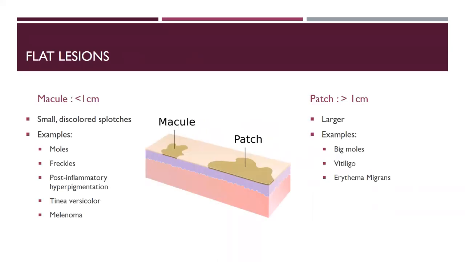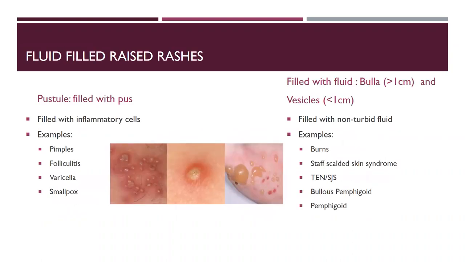So flat lesions, macules, less than a centimeter. Some examples are moles, freckles, post-inflammatory hyperpigmentation. So when you pick your zit and then you get the pigmentation afterwards, that's what it is. Tinea will also look like this, and melanomas, if they're not extending above the skin, can be macules. And patches are just bigger versions of that. Big moles, something like vitiligo is a patch. And then erythema migrans can be a patch.